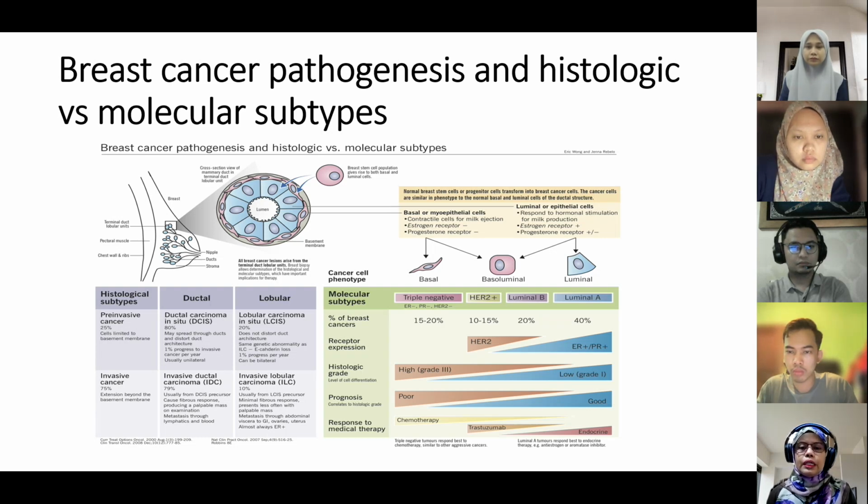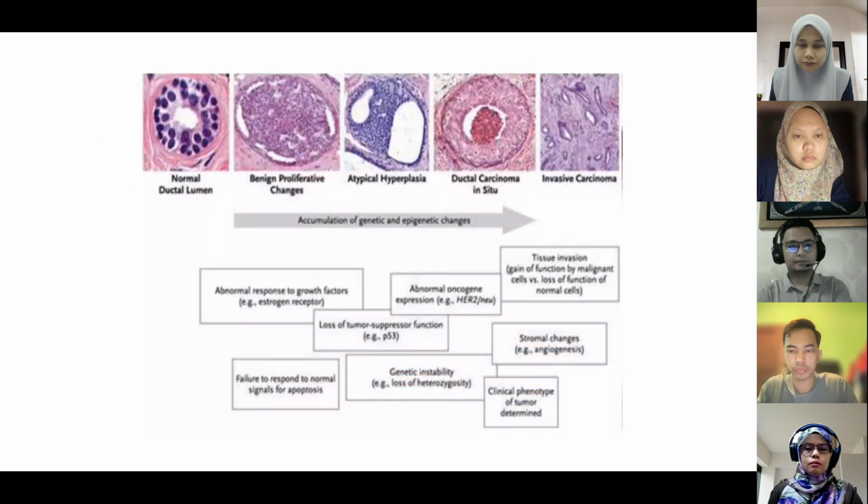According to this picture, we can see that if the receptor expression of HER2 is more on the luminal A, it shows that the prognosis is very good. The second slide shows the reaction into the cell also.